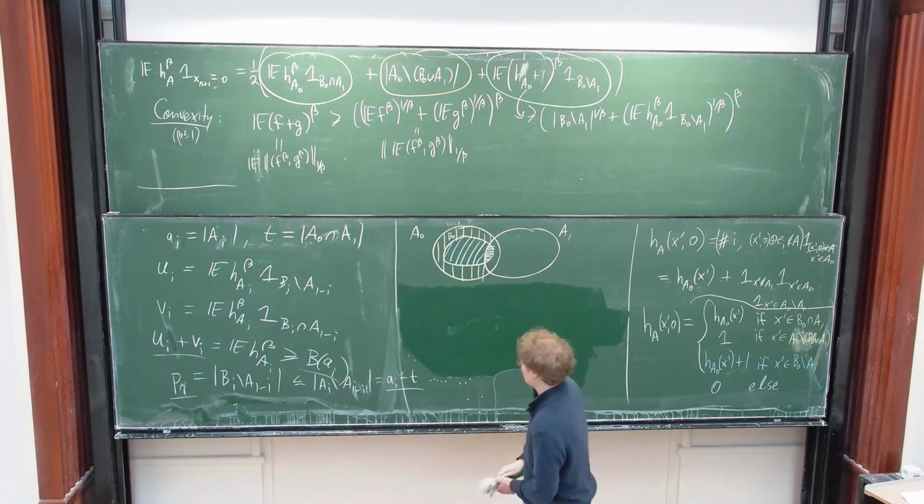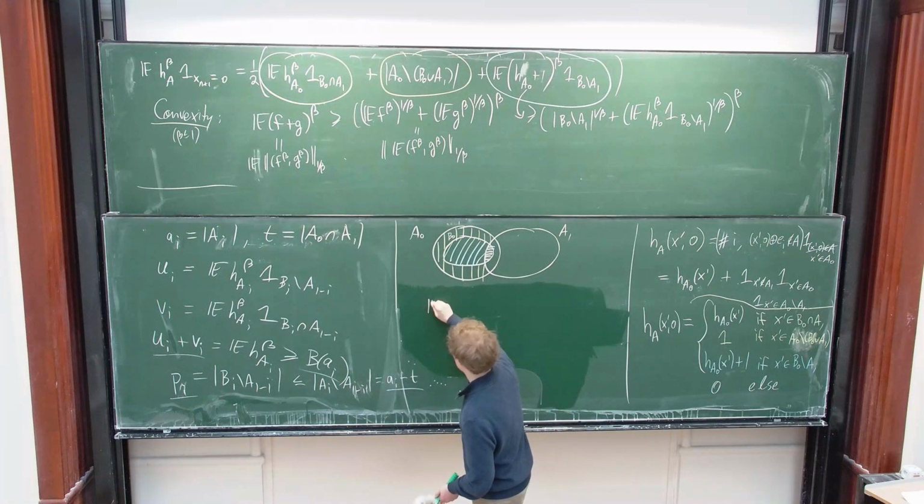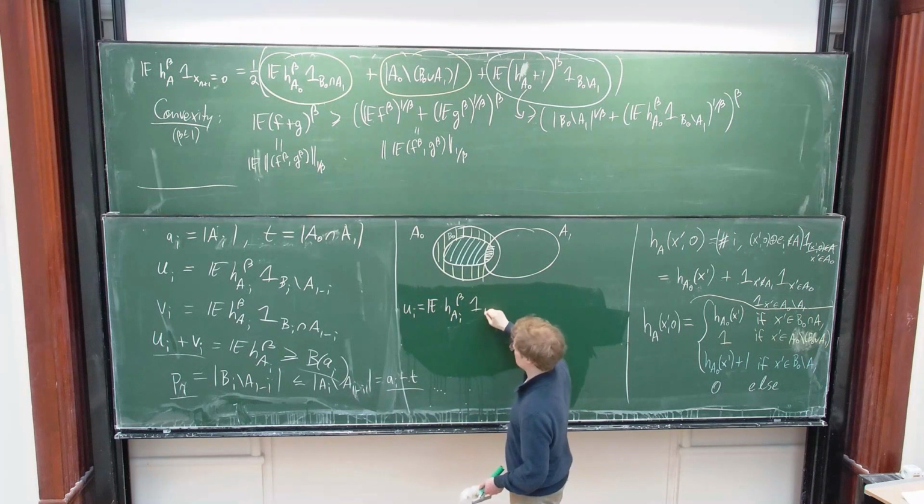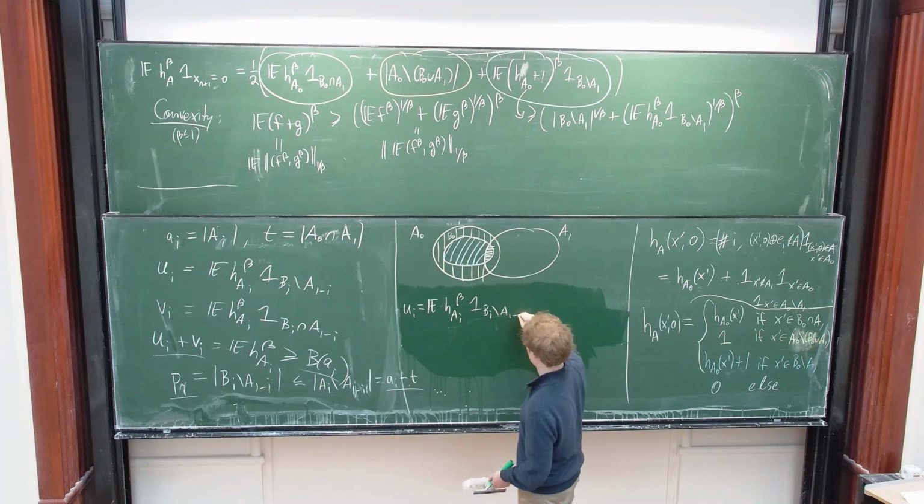So Pi, or let me start in another way. Let me start by writing down Ui. So what was Ui again? It was this: H_A to the beta 1_{B_i} without a 1 minus i.